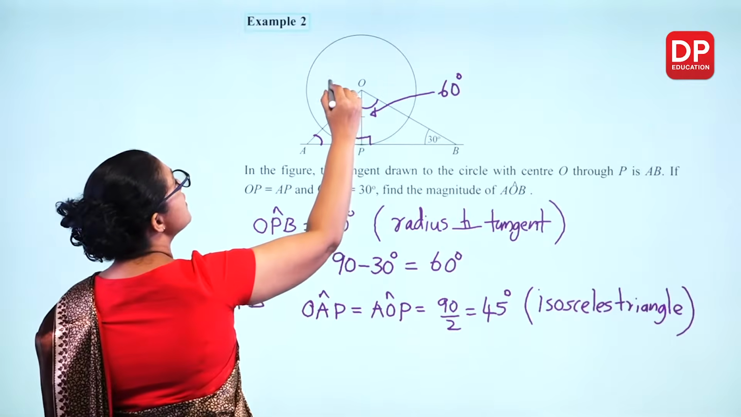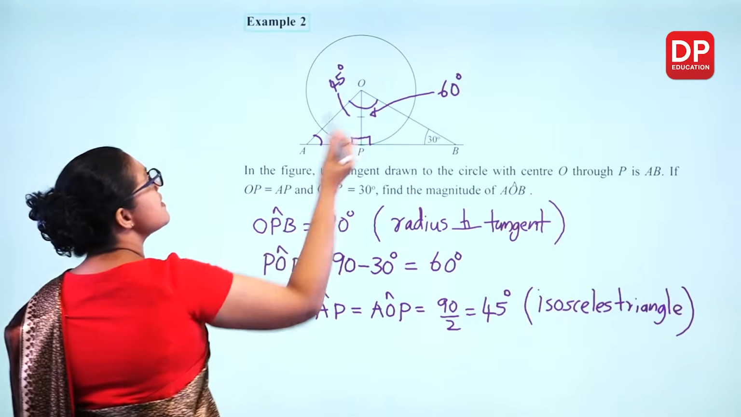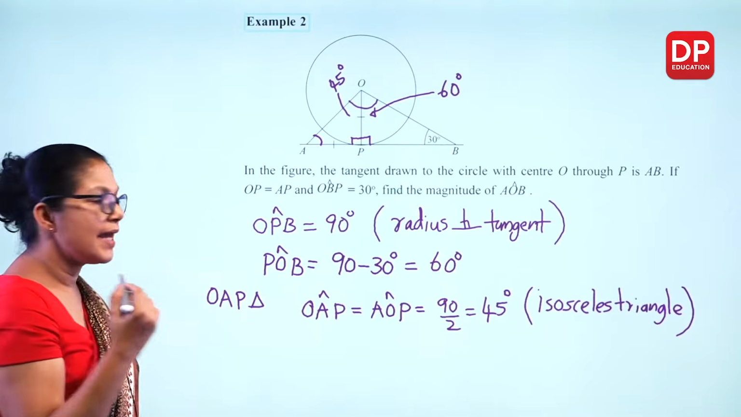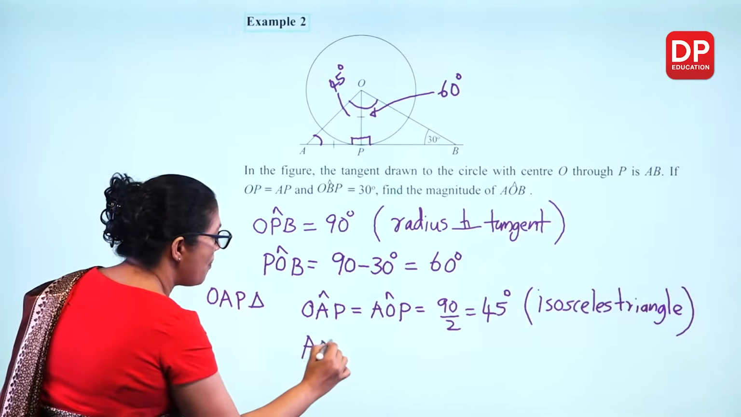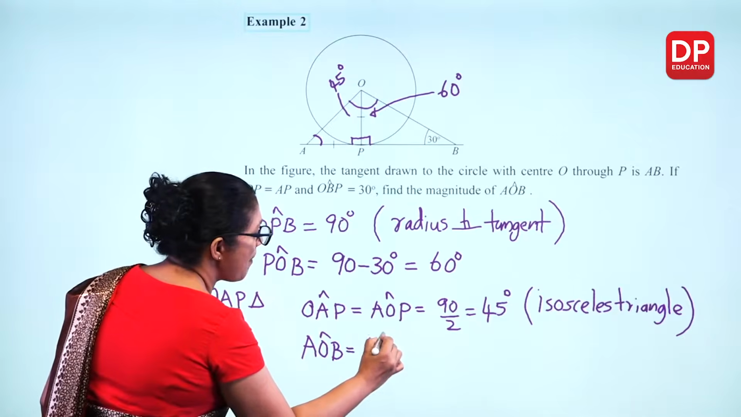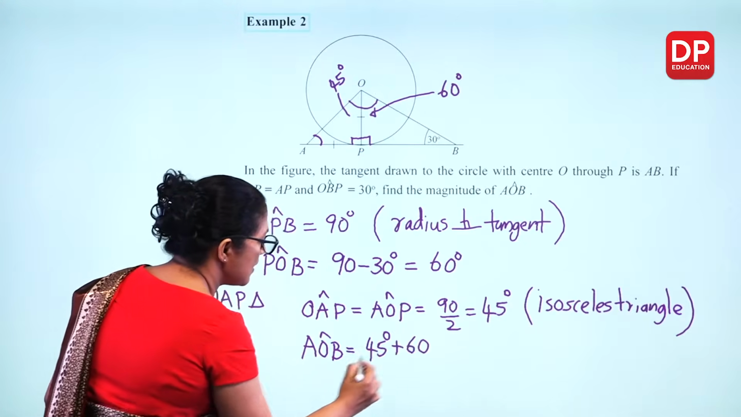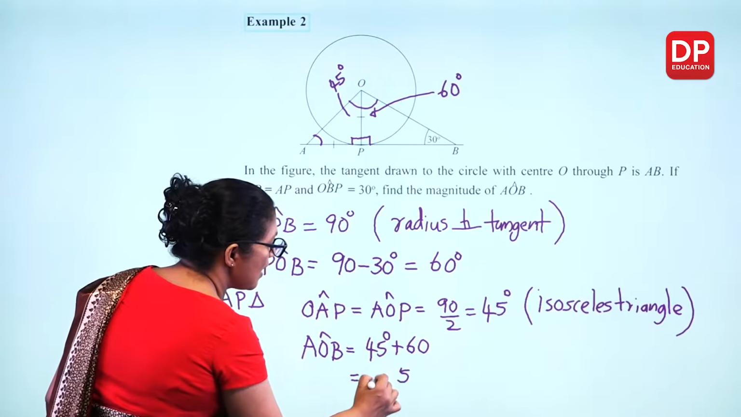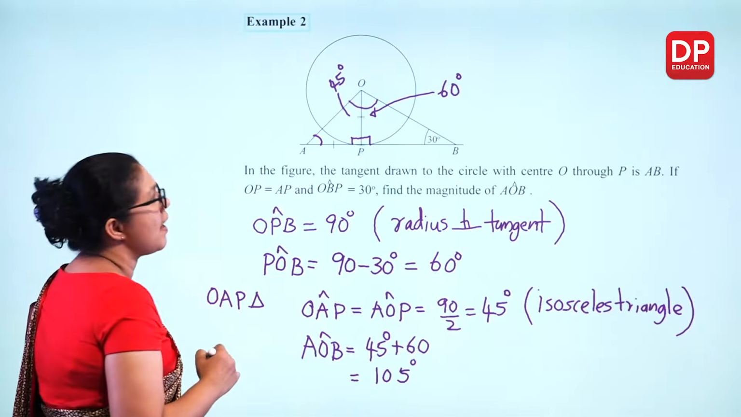Now we found out this is 45. This is 60. So what's the AOB angle? AOB angle is 45 plus 60, so you get 105 degrees.